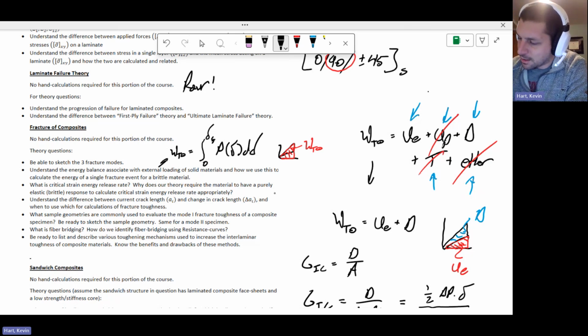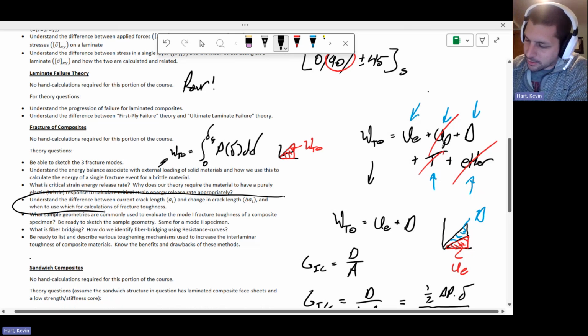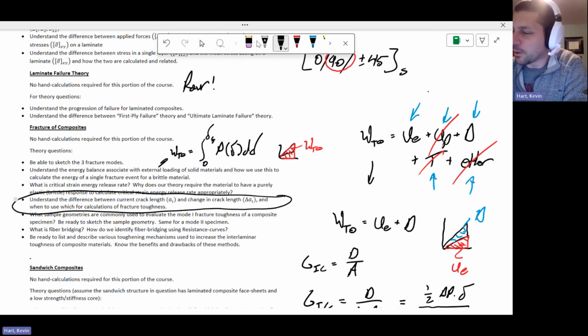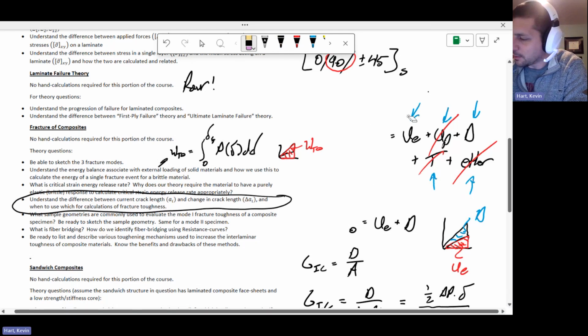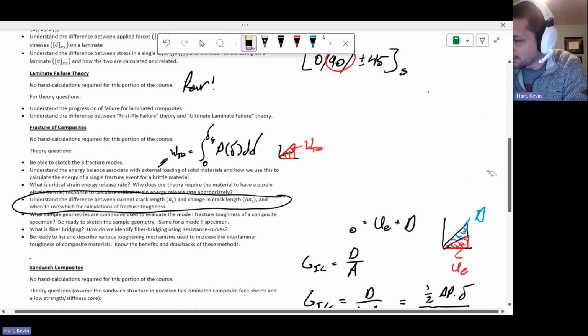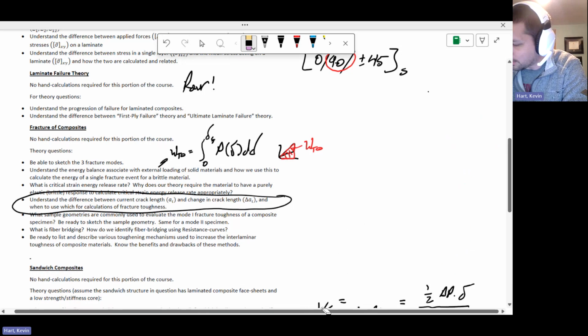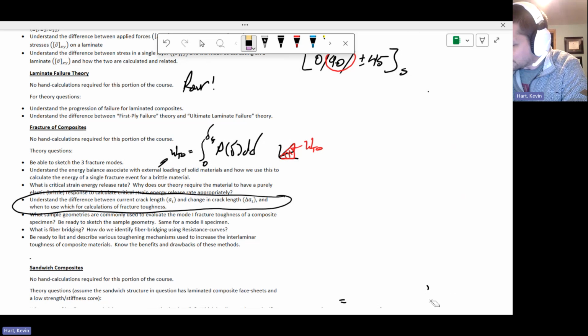All right. Understand the difference between current crack length and crack propagation. Several people made this mistake on homework problem number 2, and that's part of the reason why I included it here. Know the difference between crack advance and total crack length, right? So what is the crack length at any particular point in time, and what is the crack advance?